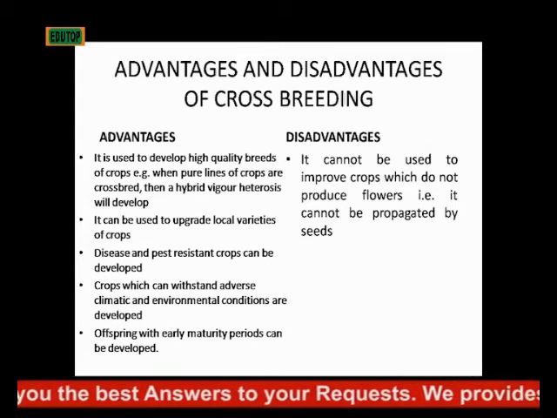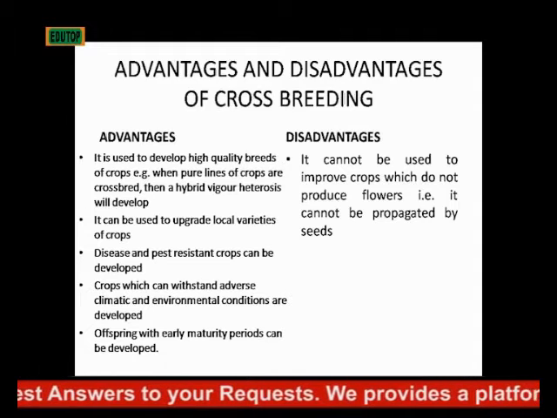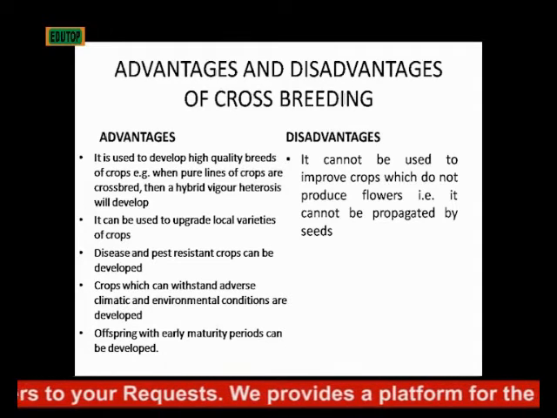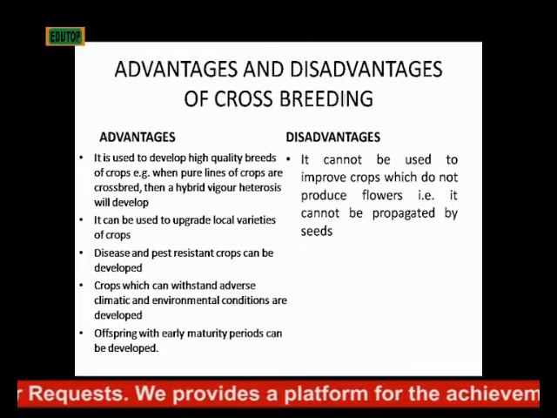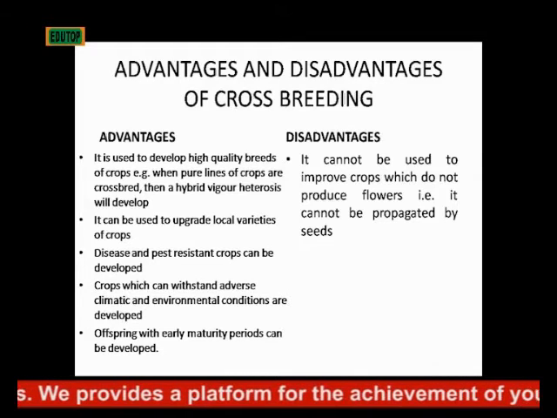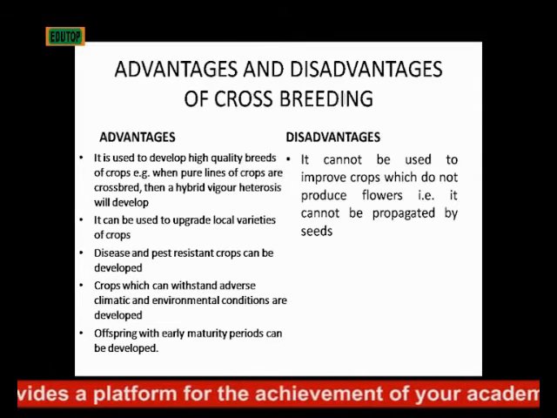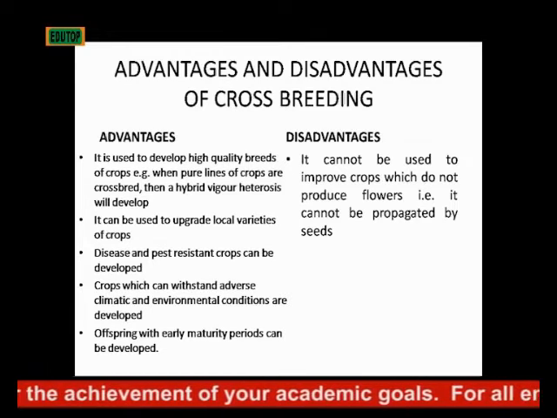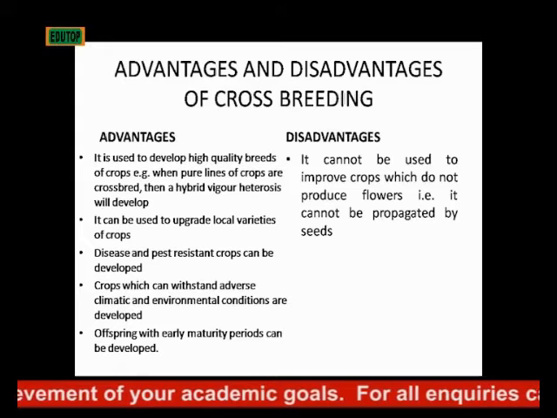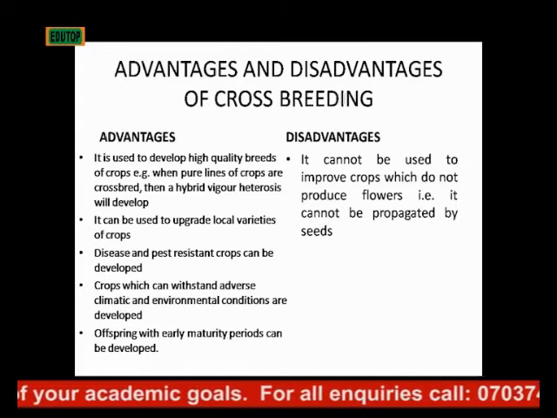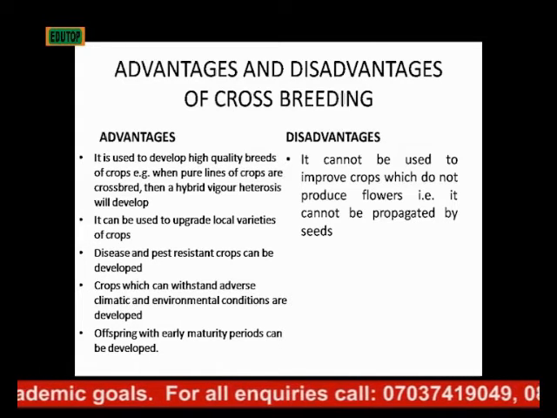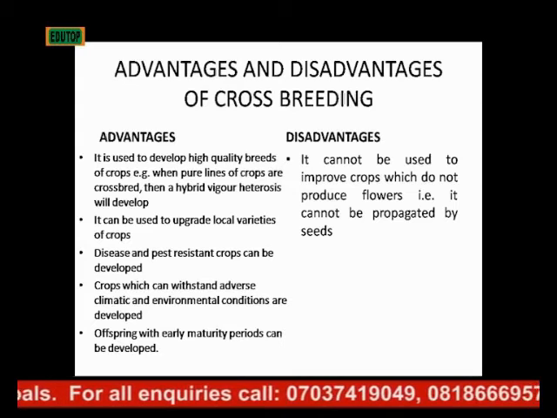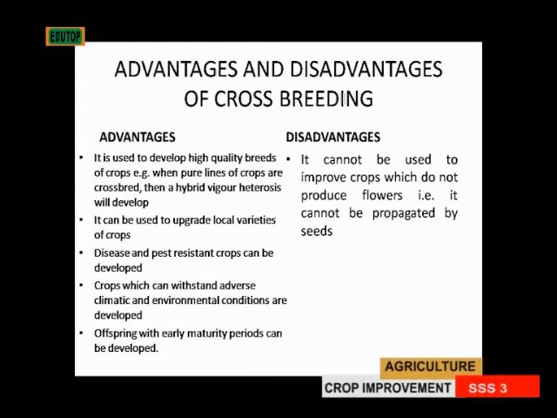Advantages first. It is used to develop high-quality breeds of crop. Then it can be used to upgrade local varieties of crop. Then disease and pest resistance crop can also be developed. You can develop disease-resistant crops and pest-resistant crops using cross-breeding.